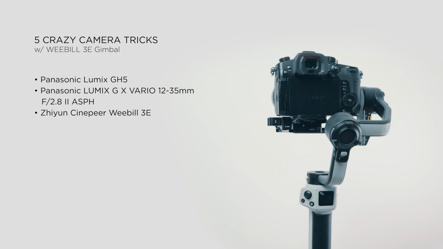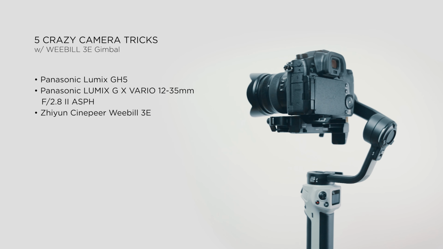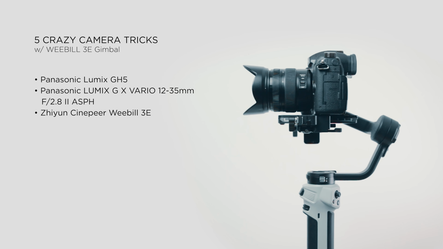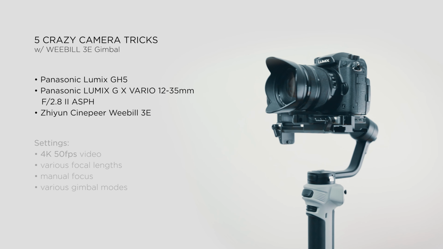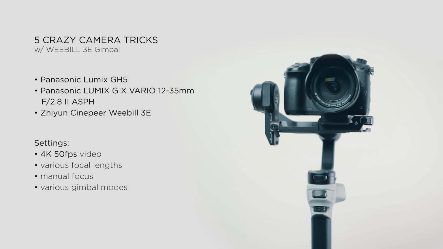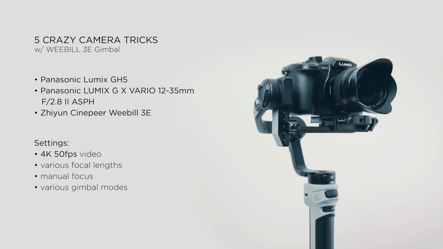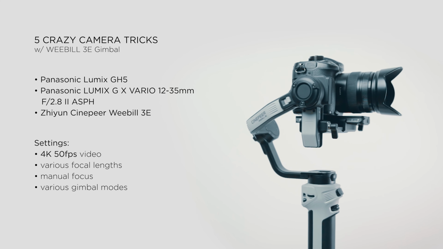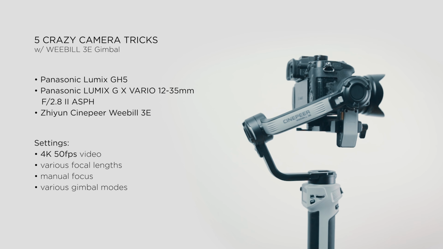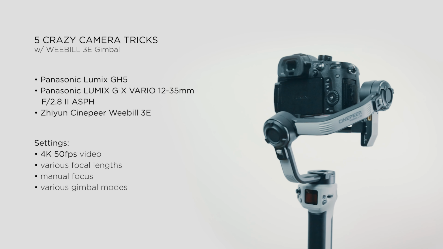In this tutorial I'll be using a setup with my GH5 camera and the ZHIYUN Weebill 3E gimbal. I record in 4K 50 fps to give more options during editing, such as slowing down some clips if needed. But first, let's look at some advantages of shooting these effects with this setup.